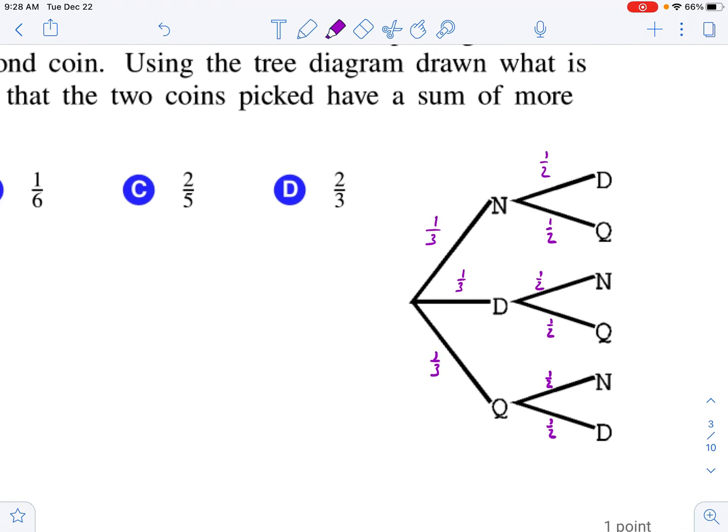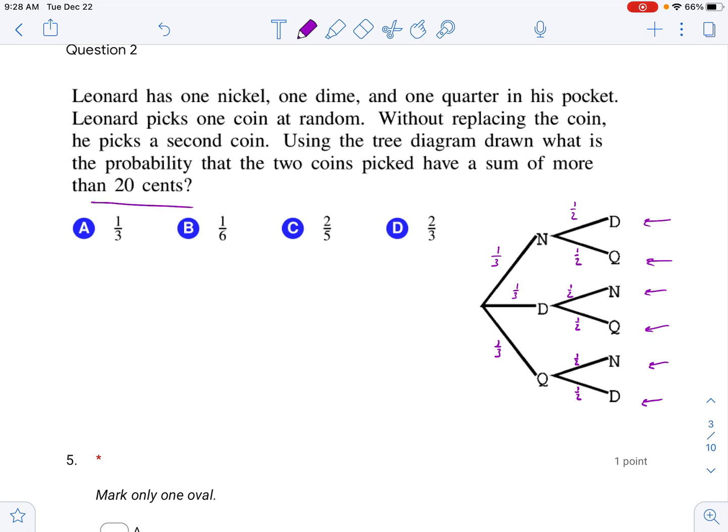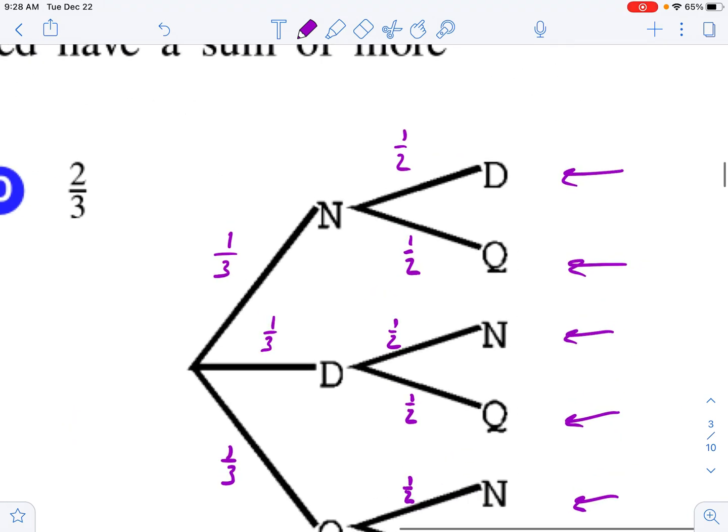And if you think about it, any single path has a probability of 1 out of 6, right? 1/3 times 1/2, every path has an equal probability of 1/6. So these are all equally likely to occur, any of these outcomes. So what we need to do then is just figure out, of all those 6 outcomes, how many of them are going to yield a sum of more than 20 cents. Well, let's think about this.